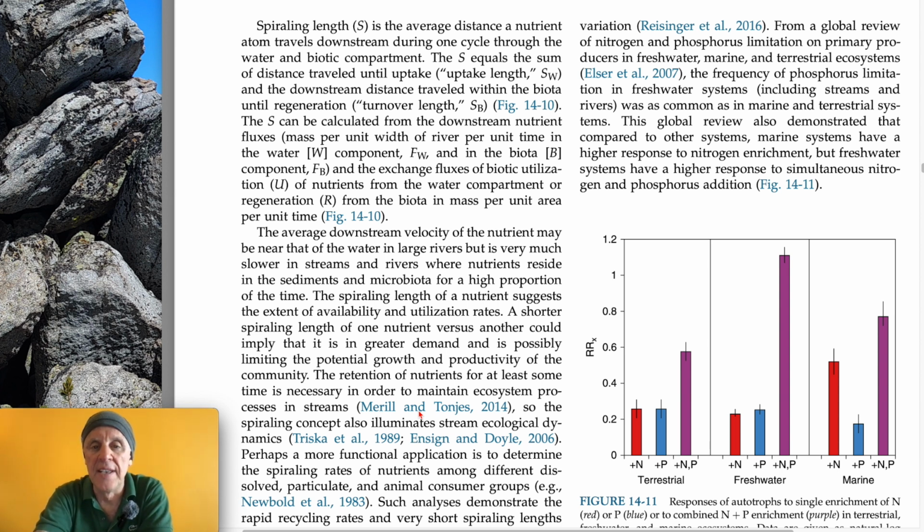Spiraling length is the average distance a nutrient atom travels downstream during one cycle through the water and biotic components. S equals the sum of the distance traveled until uptake, the uptake length SW, and the downstream distance traveled within the biota until regeneration, the turnover length. S can be calculated from the downstream nutrient fluxes, mass per unit width of a river per unit time, in the water component FW and in the biota component FB, and the exchange fluxes of biotic utilization U of nutrients from the water compartment or regeneration from the biota, in mass per unit area per unit time.